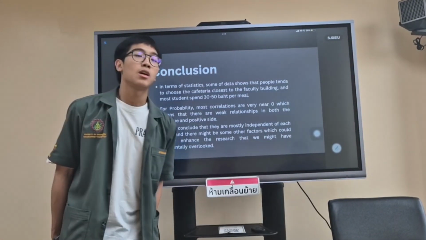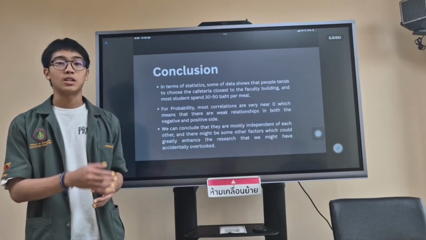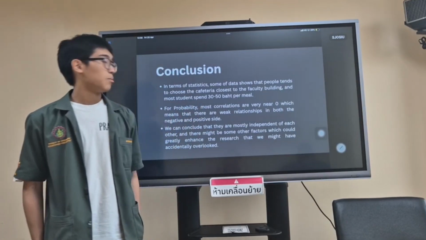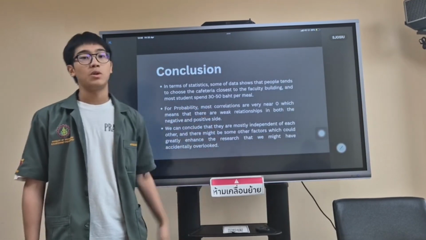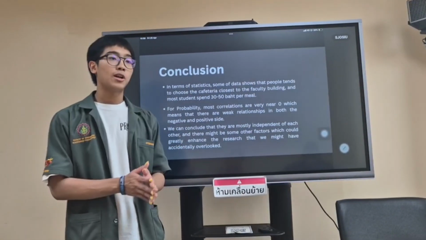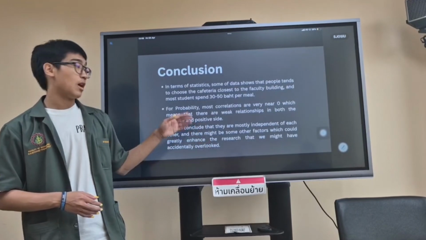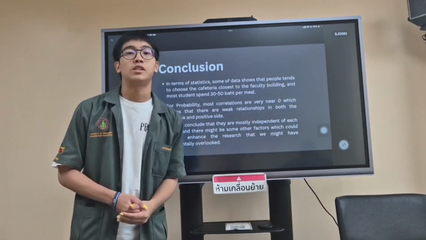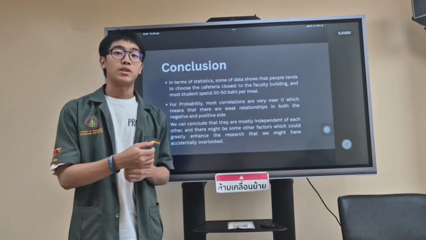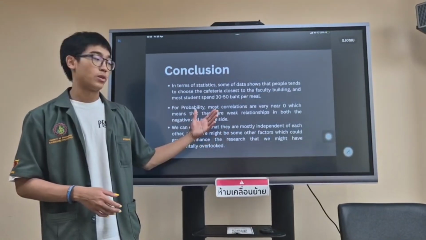For the probability, there is barely any correlation at all on both the positive and negative side. As the data shown from previous slides, most of the data have extremely weak relationships. And we can conclude that after all these conducted experiments, each factor is mostly independent of the others. We may conduct better research if we didn't overlook some important factors.